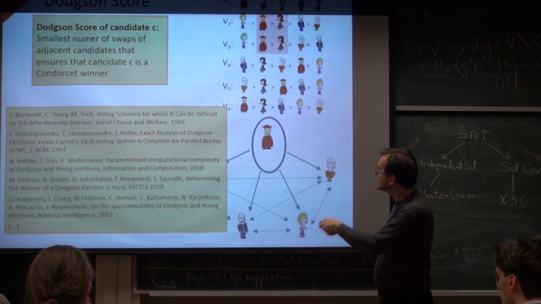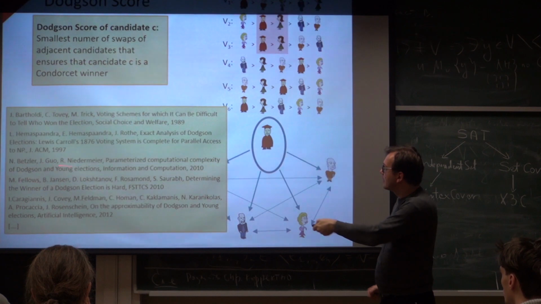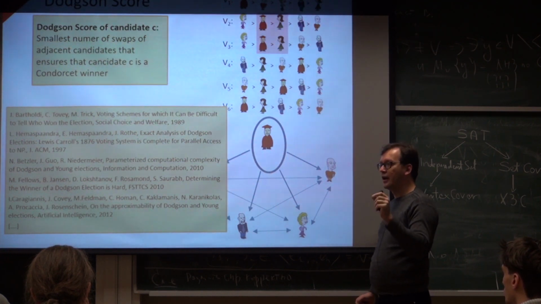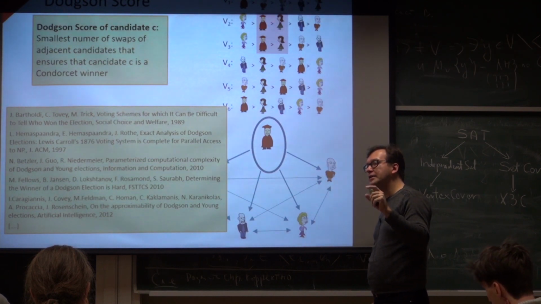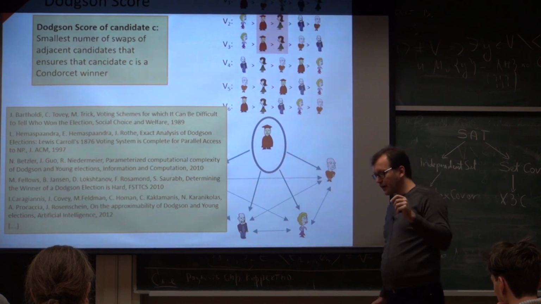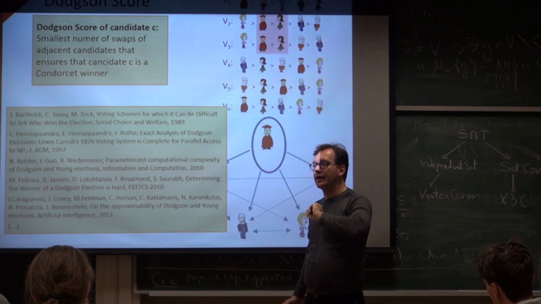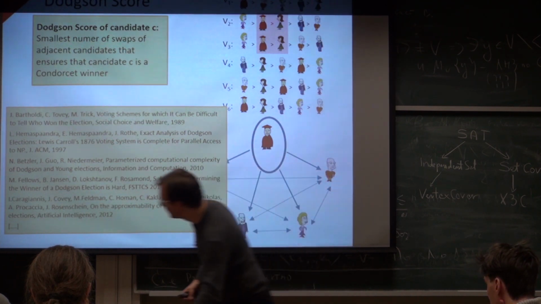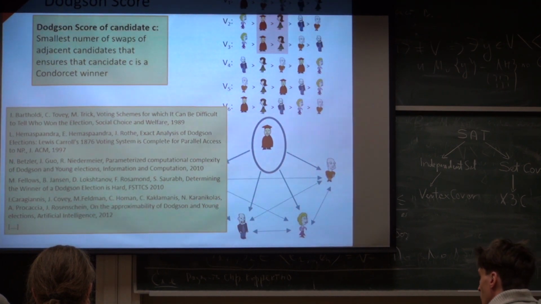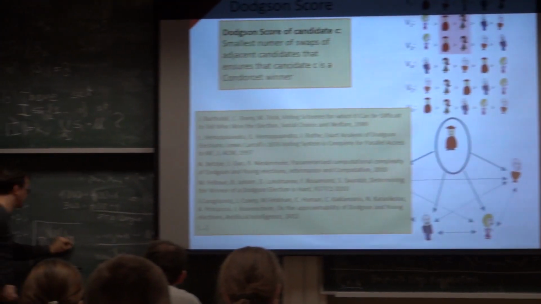And only 8 years later, Edith Hemaspaandra, Lane Hemaspaandra, and Jörg Rothe showed that the problem is actually complete for a class known as P with NP log n access to NP. I have to write it, sorry. The class is known as P with access to an NP oracle log n times.